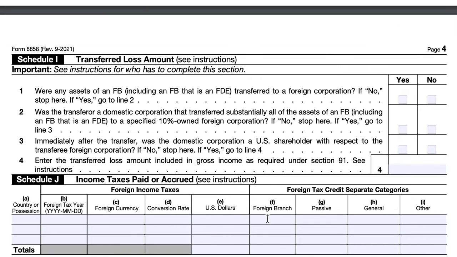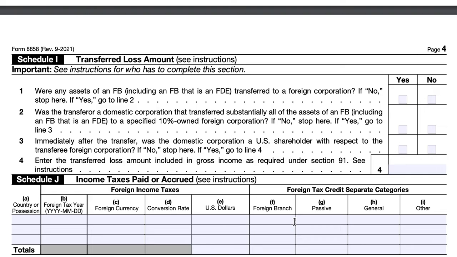In Schedule I, you would only complete Schedule I if the FB or the FDE is either directly owned by a domestic corporation or indirectly by a domestic corporation through a tiered structure of FBs, FDEs, right? So since we're on behalf of an individual taxpayer, we're not going to do this. We're going to skip down to Schedule J, which basically lists taxes paid to either the United States or the foreign country or a U.S. possession, depending on the specific situation.